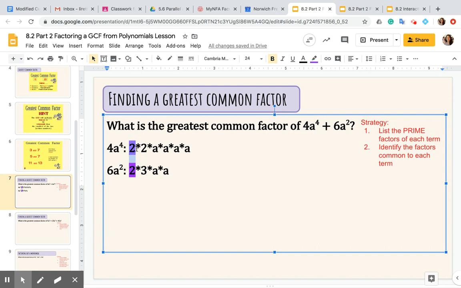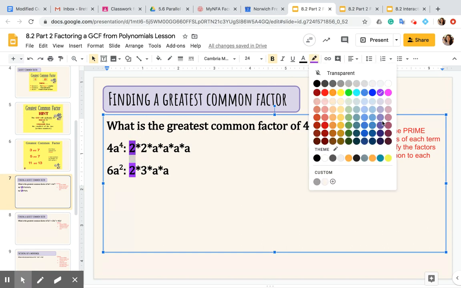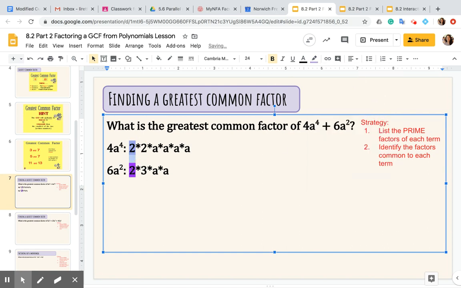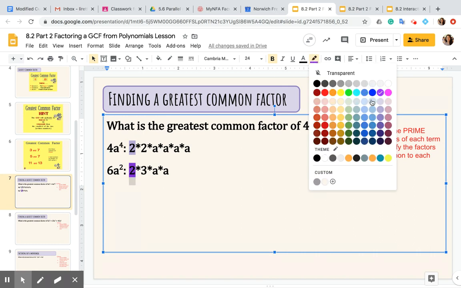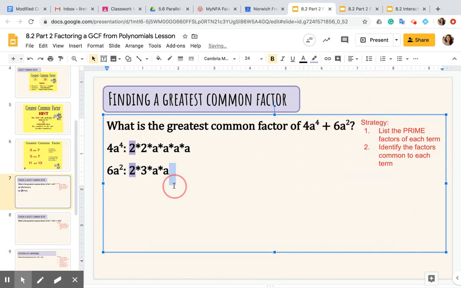Let me make this a lighter color. It's kind of hard to see. Let's do this one. And we're going to do this one. Is that the same color? Yeah. Okay, so that's the only thing that's common in terms of the coefficient. Now let's see what variables are common. Well, obviously they have a bunch of a's in common, but remember, it's got to be the same number of times as well.